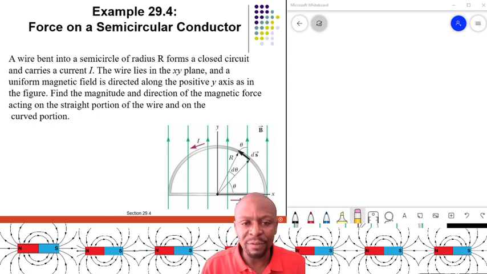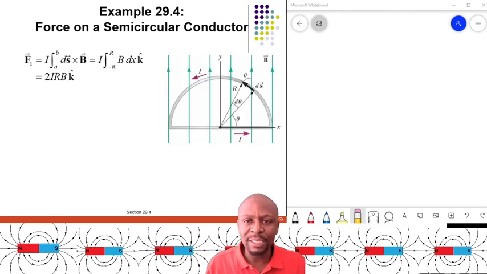Find the magnitude and the direction of the magnetic force acting on the straight portion of the wire and on the curved portion. Now, we want to get the magnetic force on this portion, and also on the curved surface. In order for us to do that, let us start with the flat surface of this wire.